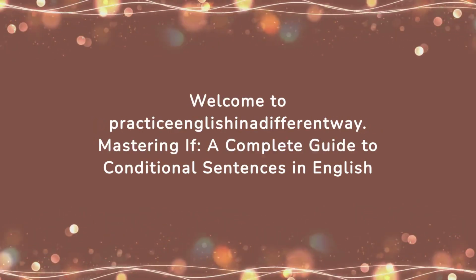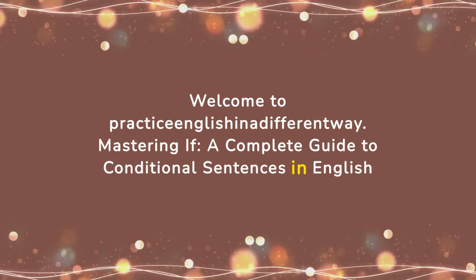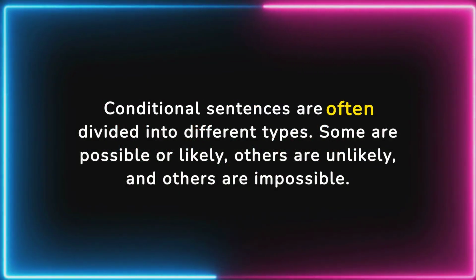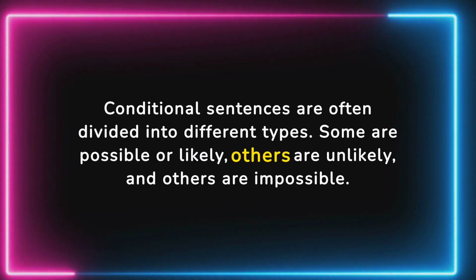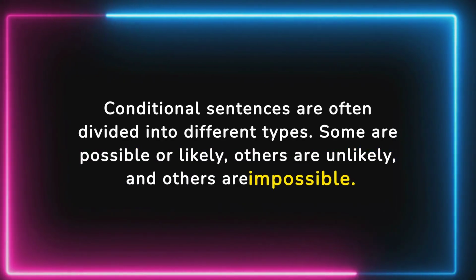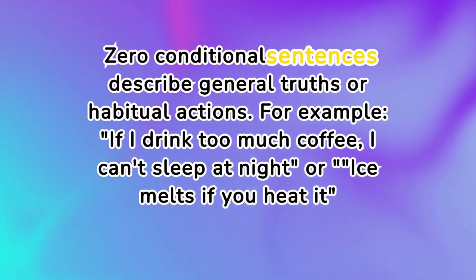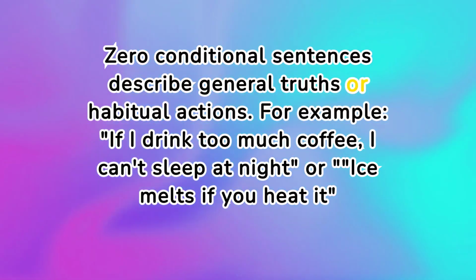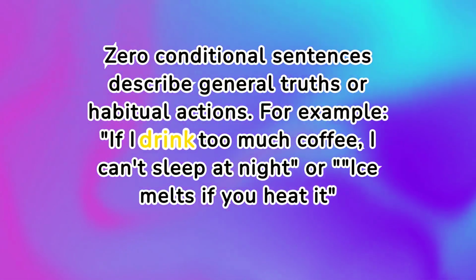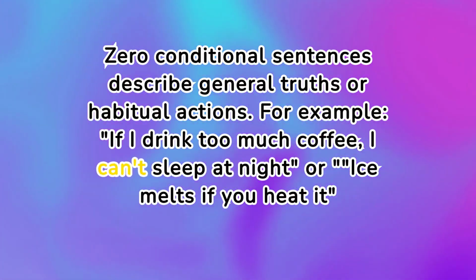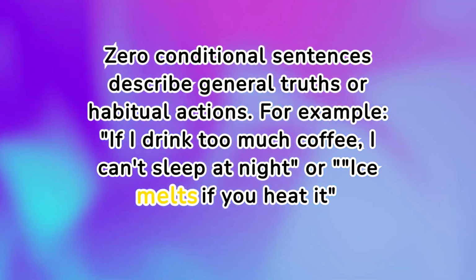Mastering If, a complete guide to conditional sentences in English. Conditional sentences are often divided into different types. Some are possible or likely, others are unlikely, and others are impossible. Zero conditional sentences describe general truths or habitual actions. For example, if I drink too much coffee, I can't sleep at night, or ice melts if you heat it.